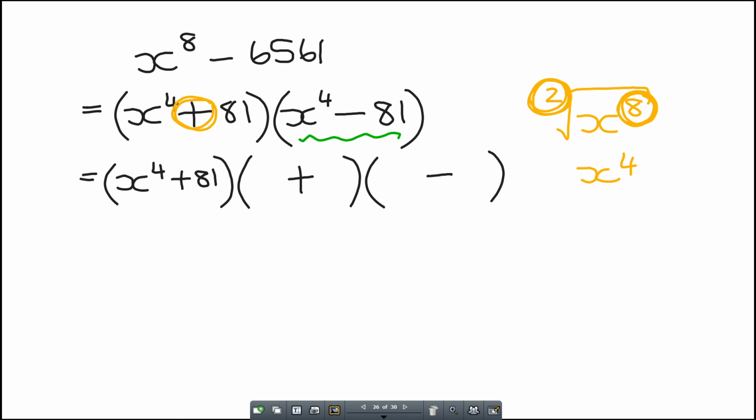Square root of x to the power of 4. Do you want to give me the final answer? Wait. Look. Listen. X to the power of 4 minus 81. Square root of x to the power of 4 will be x to the power of 2. And then square root of 81 is 9.